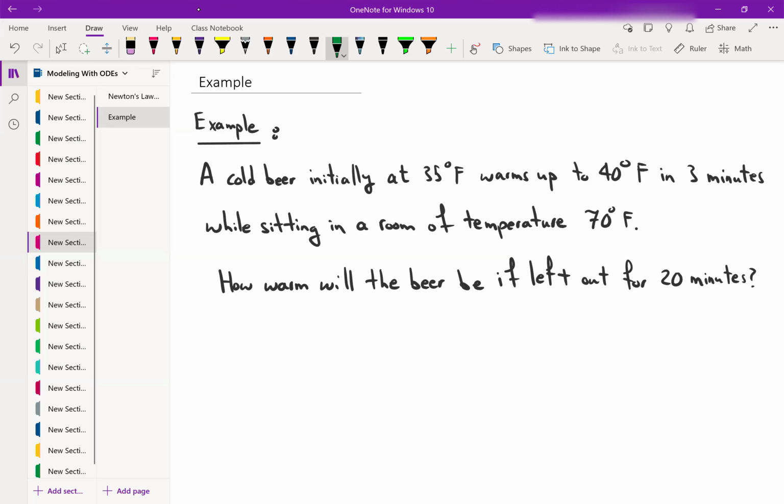In a sense, it is warming up this cold beer. How warm will the beer be if left out for 20 minutes? So that is the question that we want to answer.